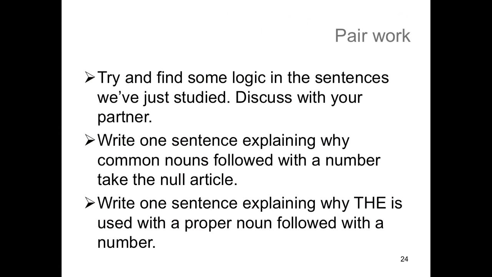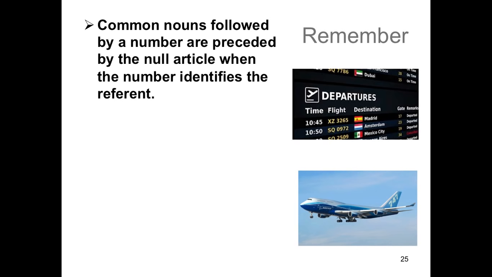So again here, we used an inductive method and started from examples to build up the rules, all right? The conclusions we've reached are the following. Common nouns followed by a number are preceded by the null article when the number identifies the referent. For example, "I'm on flight XZ3265." Please note that numbers are not the only thing that can identify a common noun. The letters can do so.